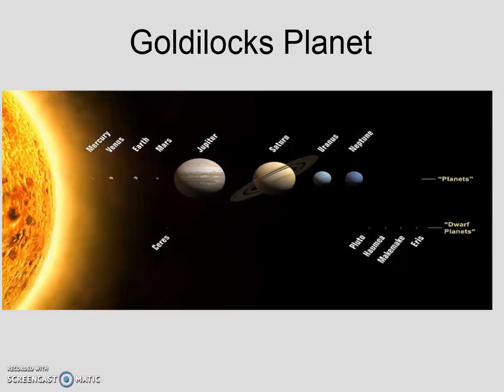Okay, so now we're going to move into Earth's early atmosphere and the location of Earth. We're going to talk about the orbit of the Earth and tilt. And then we're going to move into seasons.